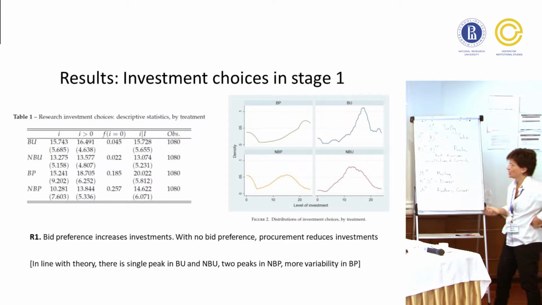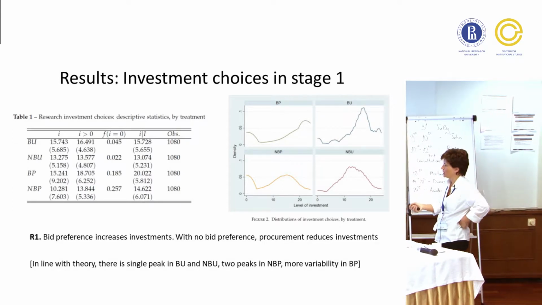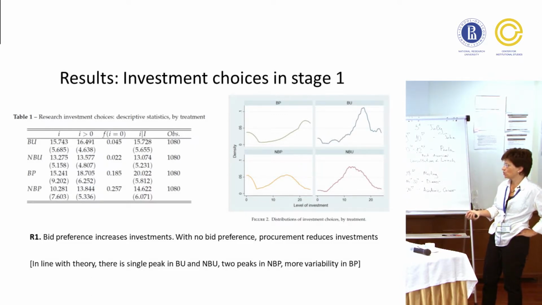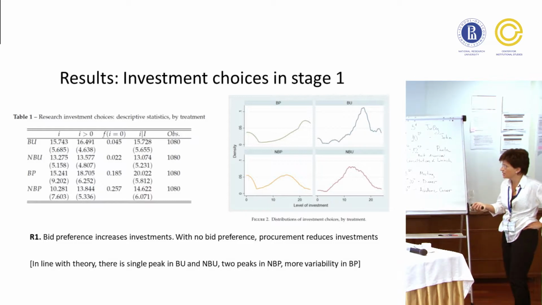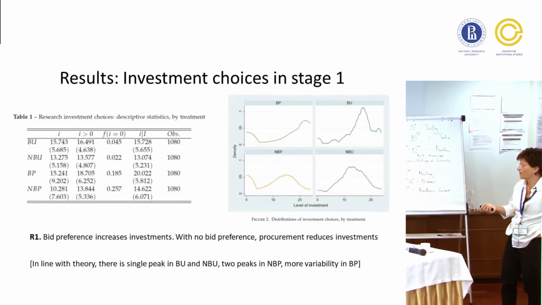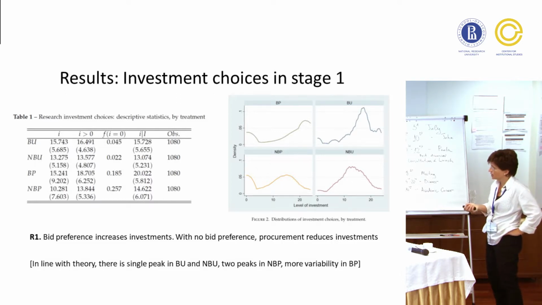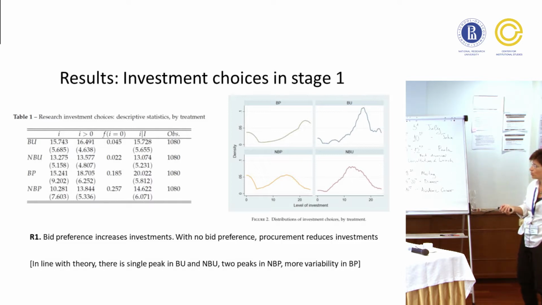Now, okay. Here you can see something which is, to me, very interesting. Here you have the distribution of investment choices by treatments. And you can see that this is the treatment with the bonus and the procurement. This is the treatment with bonus and unsolicited proposal. This is no bonus in both procurement and unsolicited proposal.